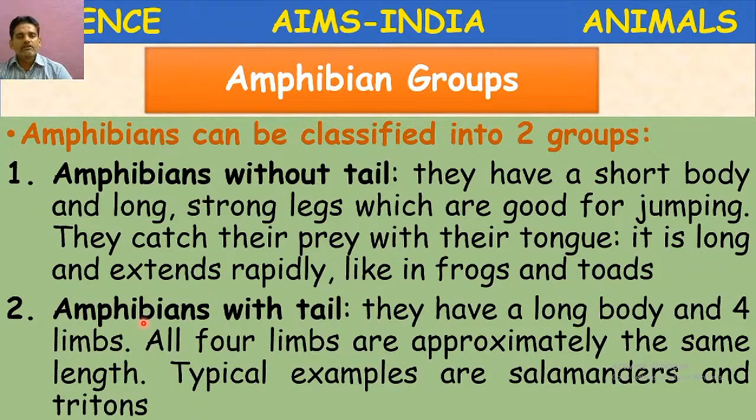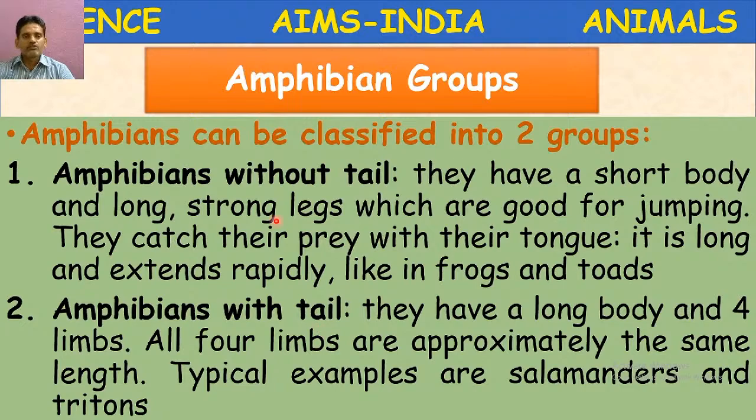Next group of amphibians, with tail. They have a long body and 4 limbs. All 4 limbs are approximately the same length. Typical examples are salamanders and tritons. Okay, amphibians with tail. Salamanders, you remember one example at least. Salamanders are the best example for amphibians with a tail.